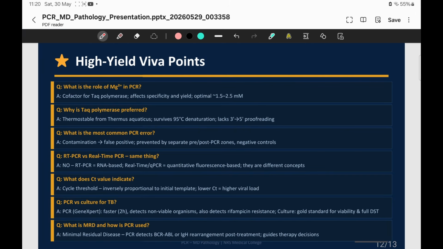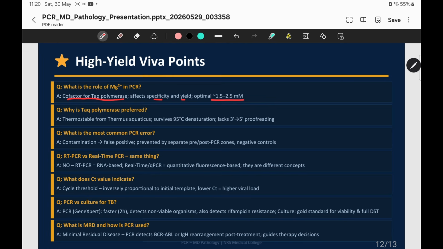Now some high yield viva points. What is the role of magnesium ion in PCR? It acts as cofactor for Taq polymerase enzyme. It affects the specificity and yield of the process. And the optimal value that magnesium should be present is 1.5 to 2.5 millimole.